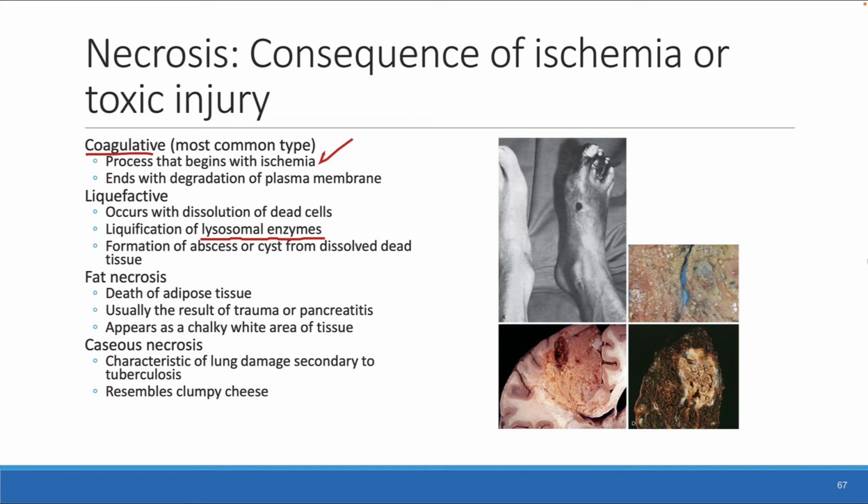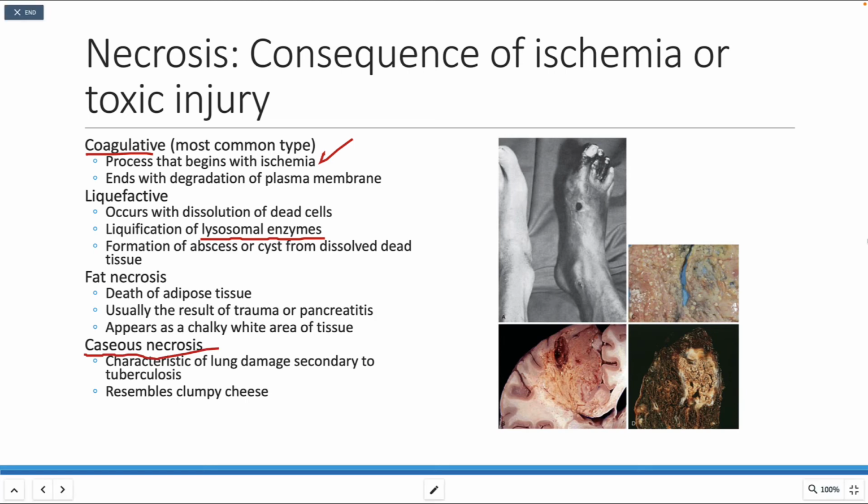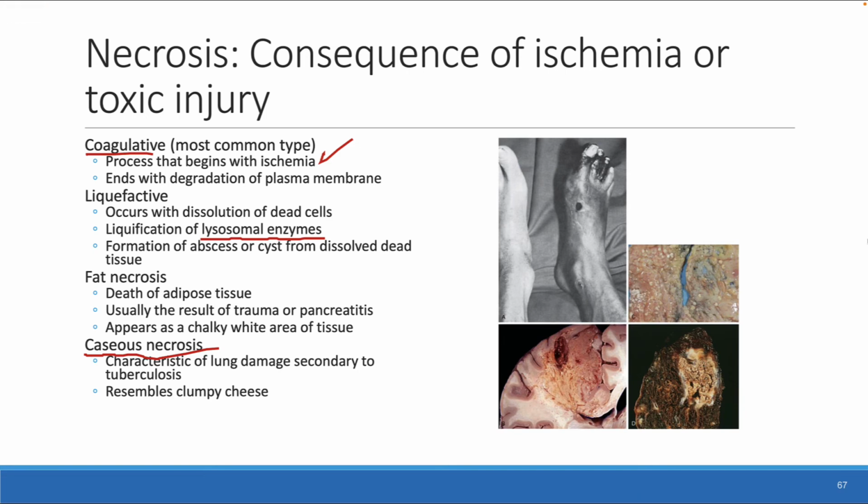There can be fat necrosis, which is death of adipose tissue, and then there can be this thing called caseous necrosis, which tends to happen from tuberculosis disease in the lungs. Okay.